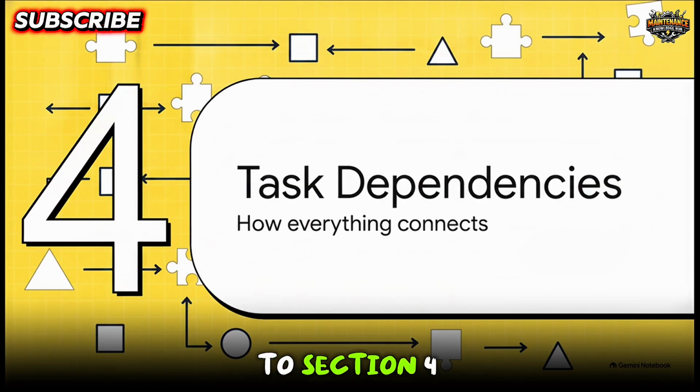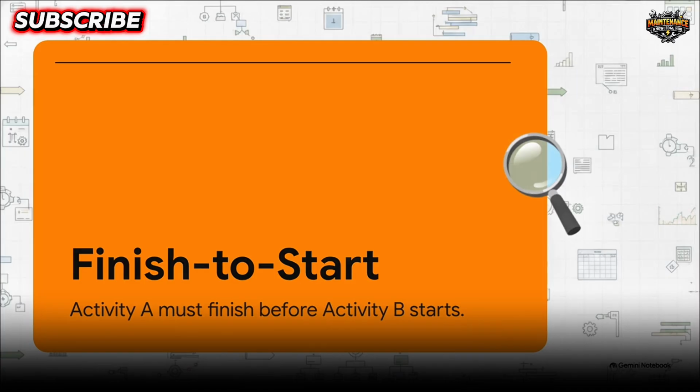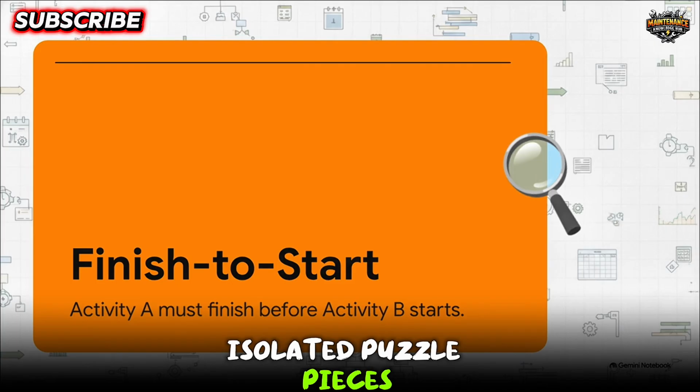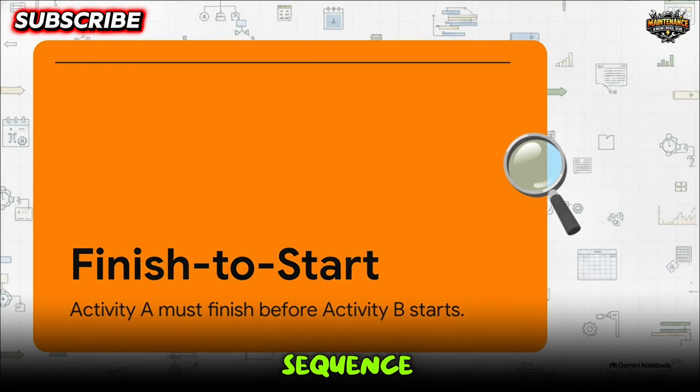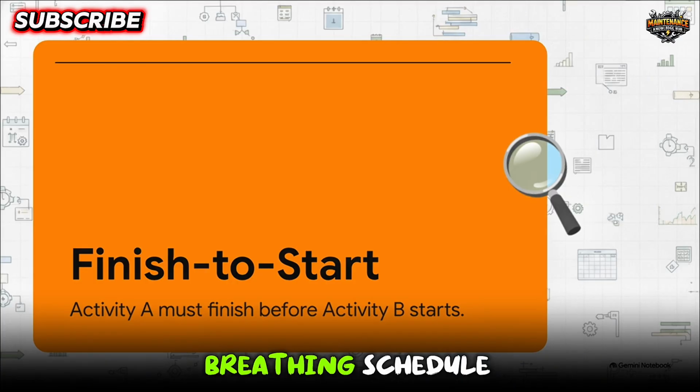All right, on to Section 4, understanding task dependencies and how everything connects. Okay, so once we have these specific, hyper-detailed activities laid out, they're still just isolated puzzle pieces. We have to link them together in a logical sequence. We need to define the rules of how these tasks interact, and in project management, these rules are called dependencies. Understanding how this all connects is what transforms a simple list into a living, breathing schedule.